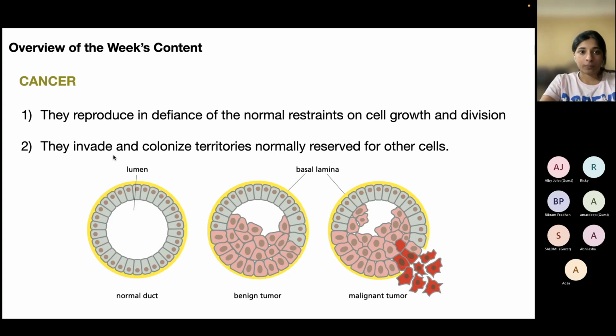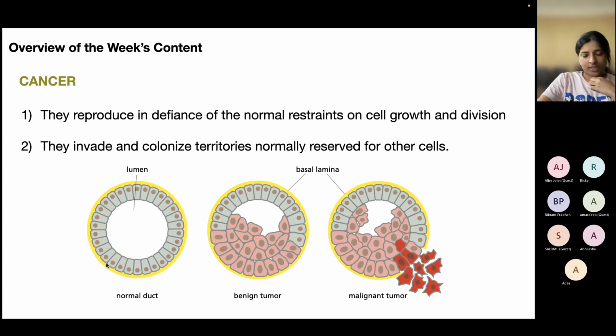So if we just look at the overall characteristics of cancer cells, then there are two major differences when compared to a normal cell. One is that they reproduce without any concern for the normal restraints that are actually present on cell growth and division. And they invade and colonize territories normally reserved for other cells. Now, both of these characteristics are very important.